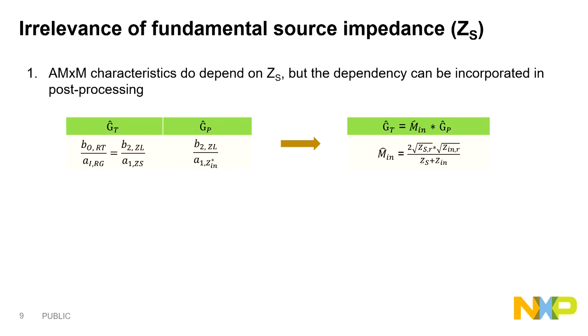By introducing the power gain GP, the complex power gain is B2 ZL over A1 Zin complex. So now we are using the characteristic impedance of the input impedance of the device. And after some mathematical calculation, you can see that the complex GT is equal to M times complex GP. The M parameter is calculated from the source impedance and the input impedance of the device, and we can call it the input mismatch factor.